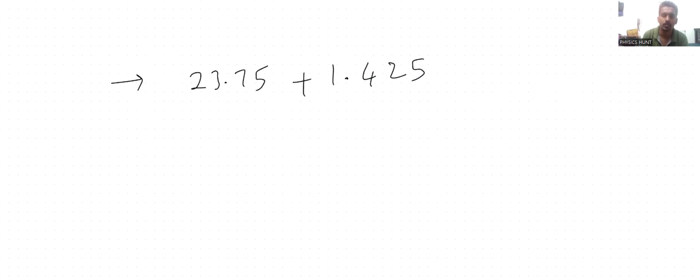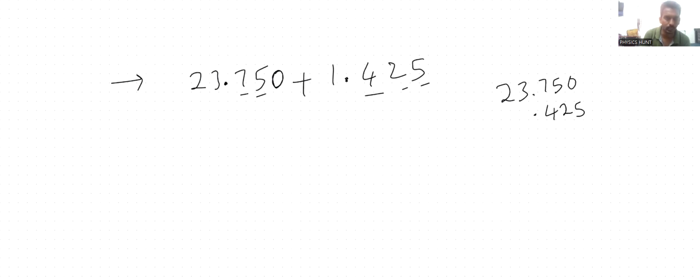decimal numbers, what you have to do is, after the decimal, both should have the same number of digits. Here 3 are there, here only 2 are there. So if there is less, then you just keep it 0 so that it remains the same. Now you have to write the numbers one below the other such that their decimal points coincide. So don't write like this.